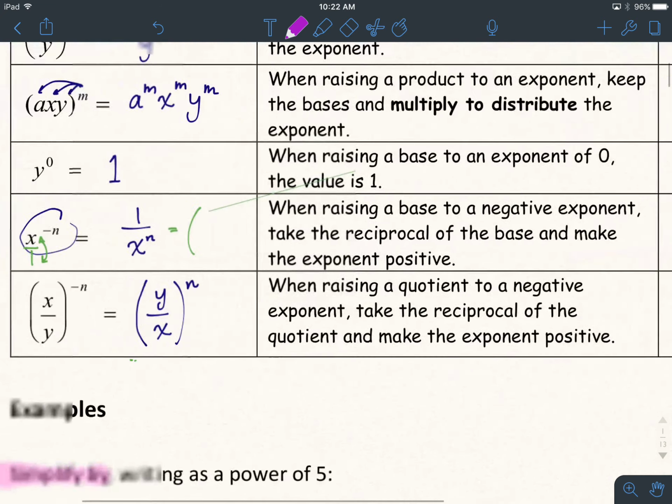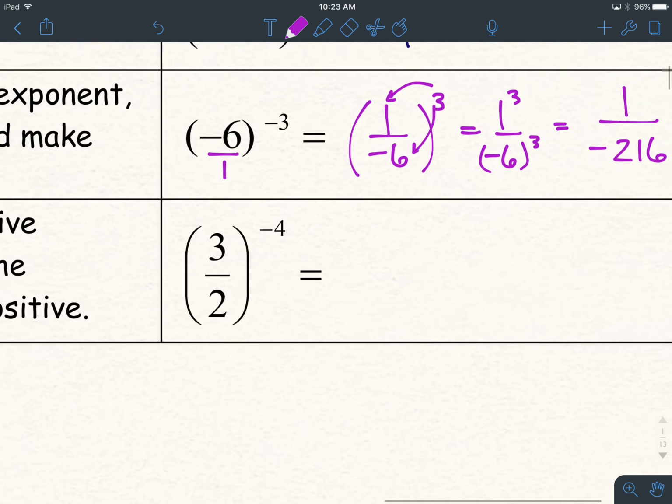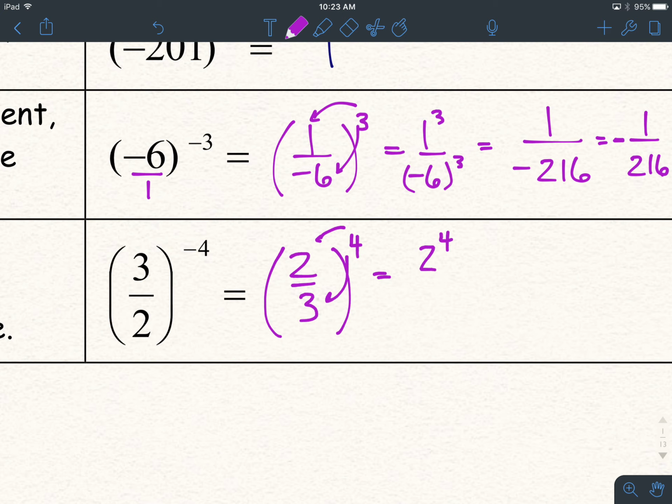All right, we've got one more here in this table. How do we deal with a rational base to a negative exponent? Same idea here. We're going to invert the base, and the act of inverting the base will result in a positive exponent that will be applied to both the numerator and the denominator. Let's have a look at this example. You have 3 over 2 to the exponent negative 4. The way we make this exponent positive is to invert the base. There we have 2 over 3 now to the exponent positive 4. I'm going to distribute that 4 to both the numerator and the denominator, so I have 2 to the exponent 4 all over 3 to the exponent 4.